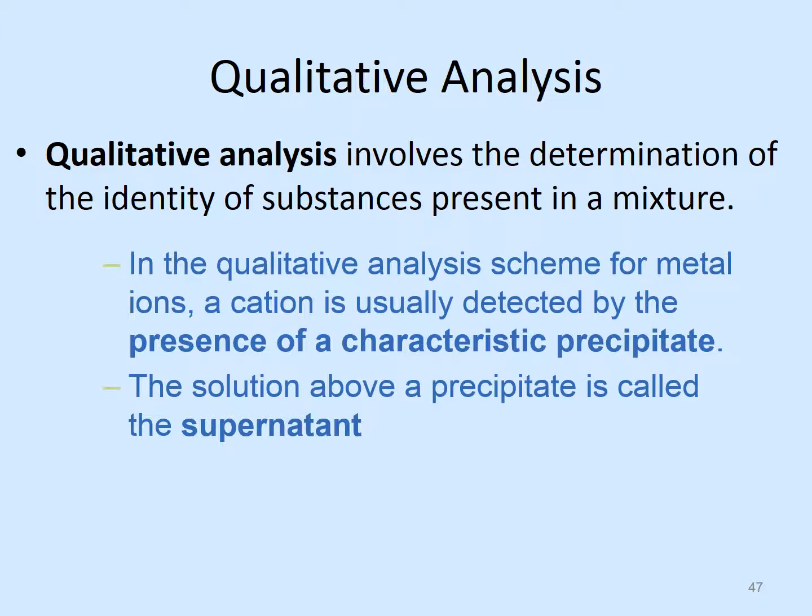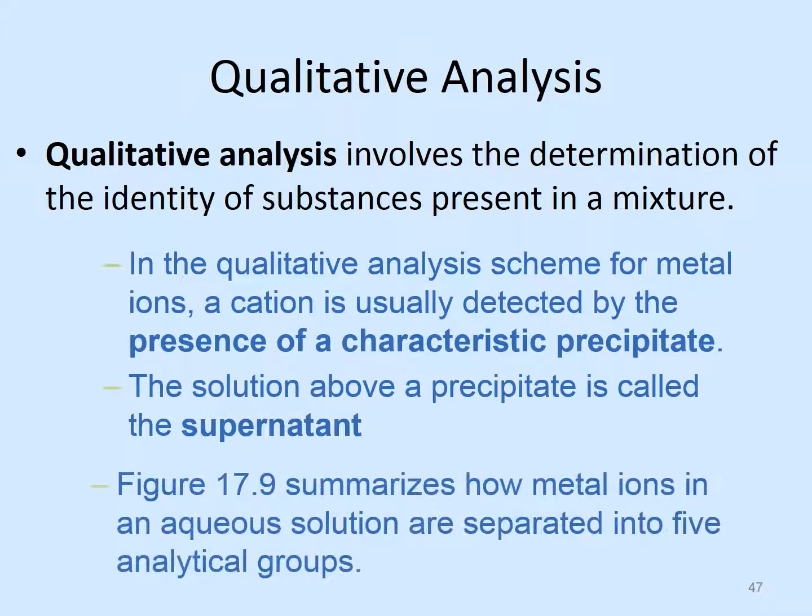Now, just keep in mind when you make a precipitate, you have a clear liquid above it. That's called a supernatant. So you have a precipitate and a supernatant. And then what we're going to do is separate them. You could separate that out by centrifuge, and you can pour the liquid off and save it, and then pour the precipitate off and save it, and you've separated them.